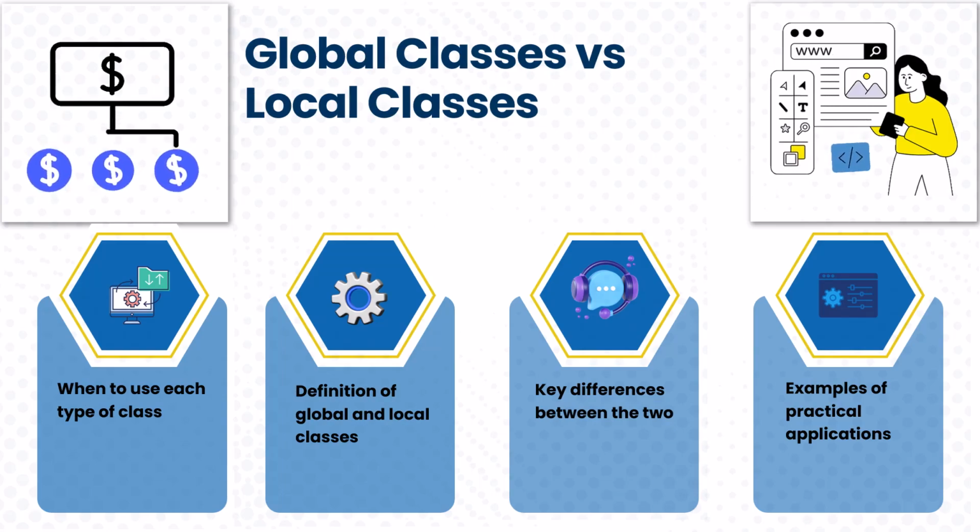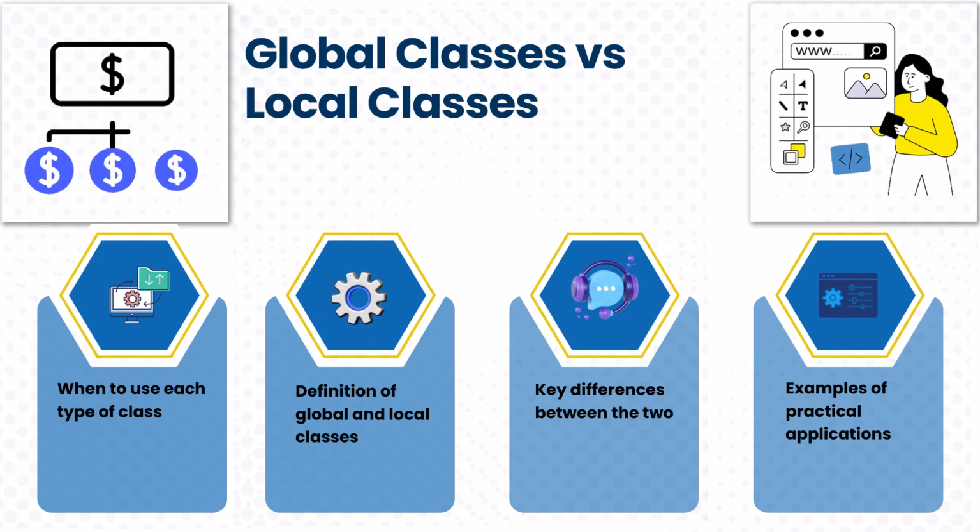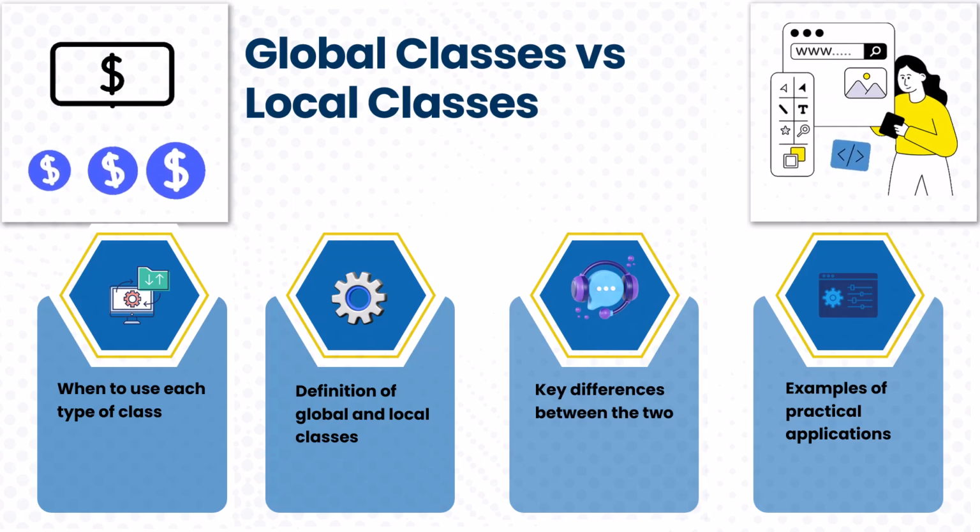Global and local classes in ABAP are like comparing a world traveler to a homebody. Both have their place. We'll define them, highlight their differences, and discuss when to use each. Finally, I'll share some examples to show how these concepts come to life in real coding scenarios. Get ready to clear up any confusion.